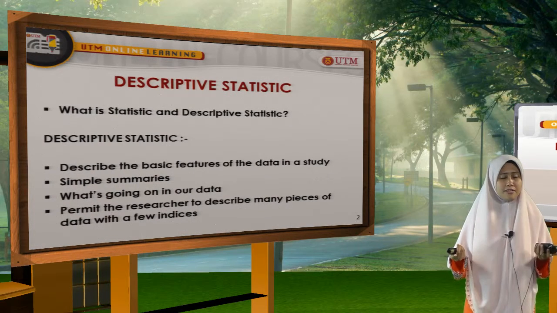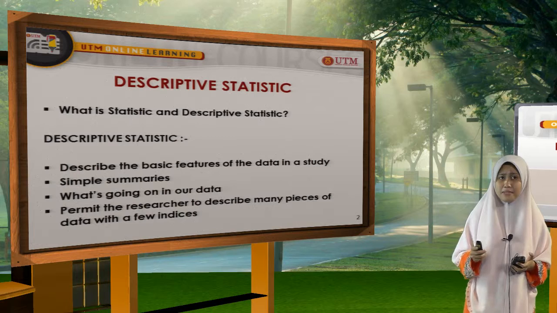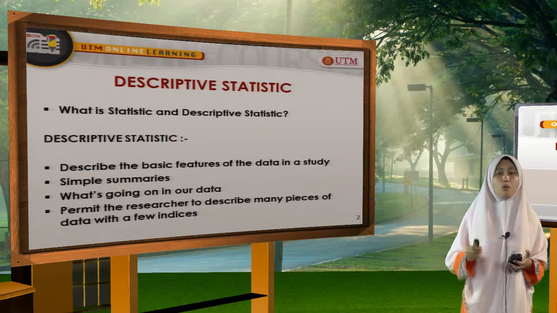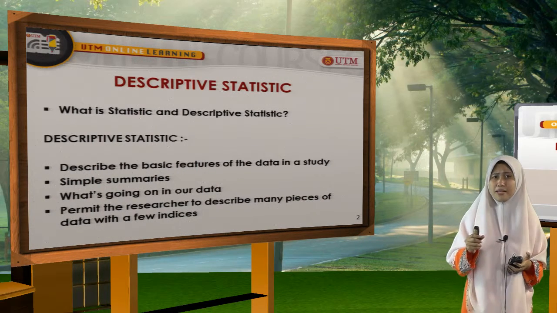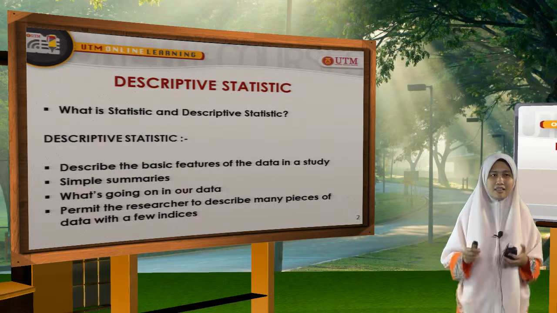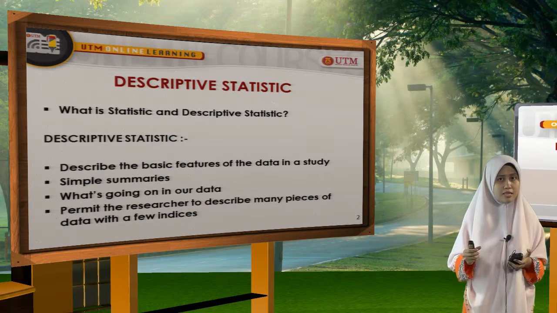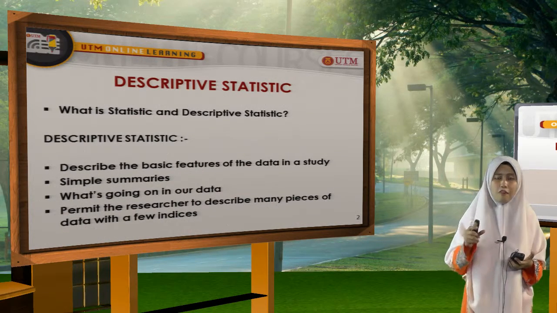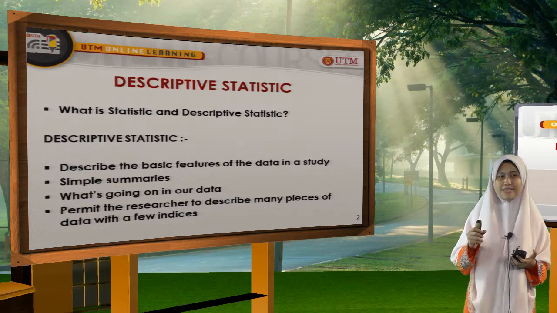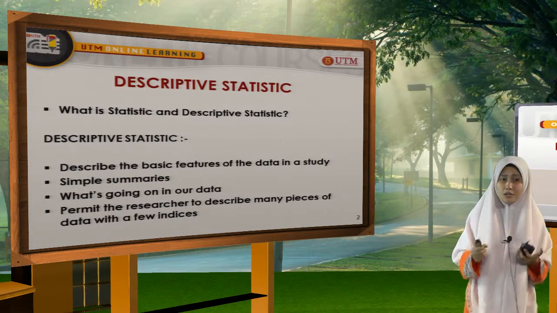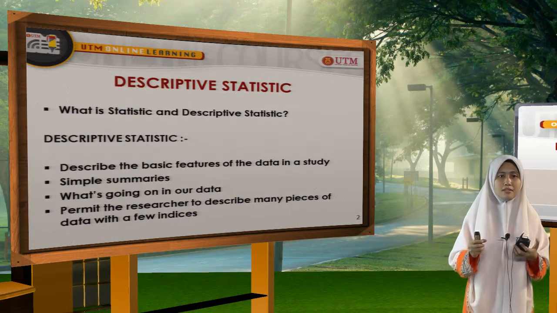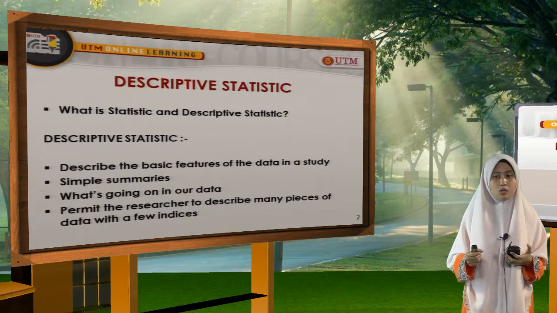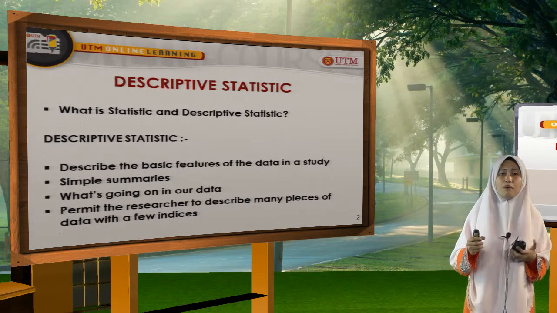So next, what is descriptive statistics? Descriptive statistics are used to describe the basic features of the data in a study. With descriptive statistics, you are simply describing what is, or what the data shows. They provide simple summaries about the sample and the measures. Together with simple graphics analysis, they form the basis of virtually every quantitative analysis of data. We use descriptive statistics simply to describe what's going on in our data. It also permits the researcher to describe many pieces of data with a few indices.